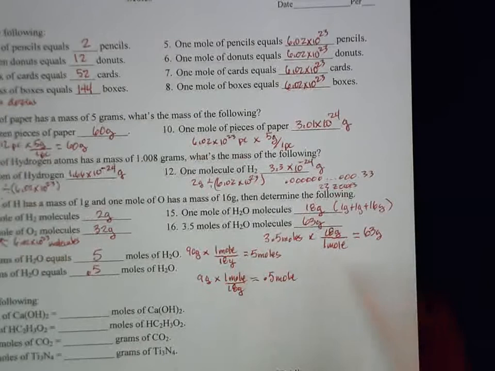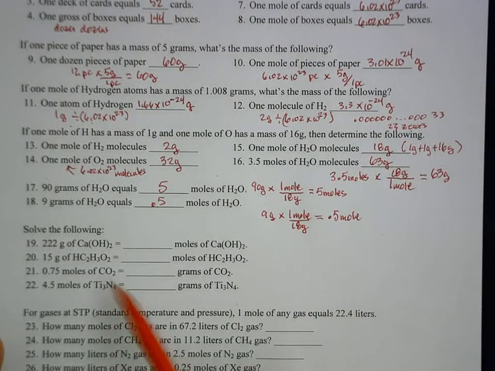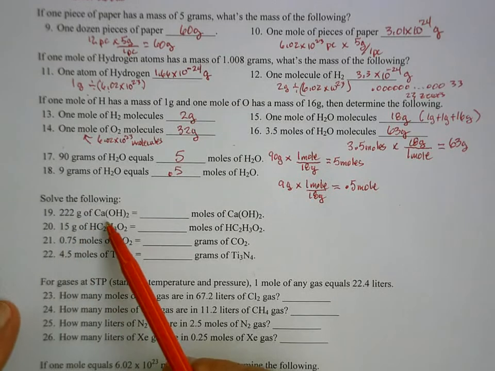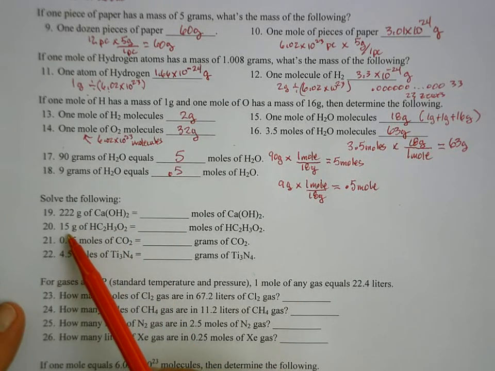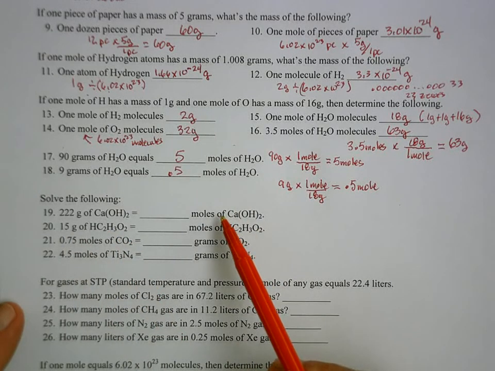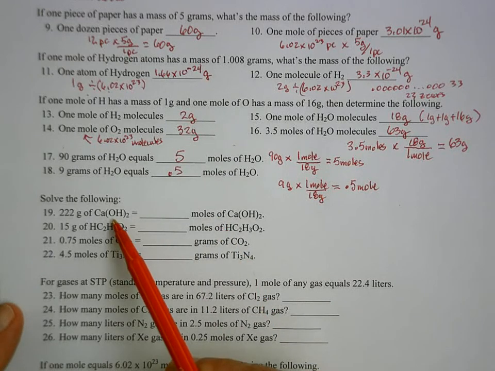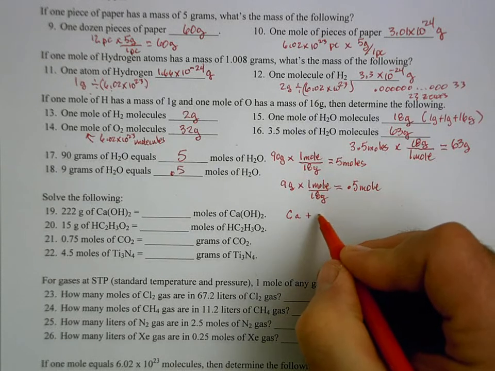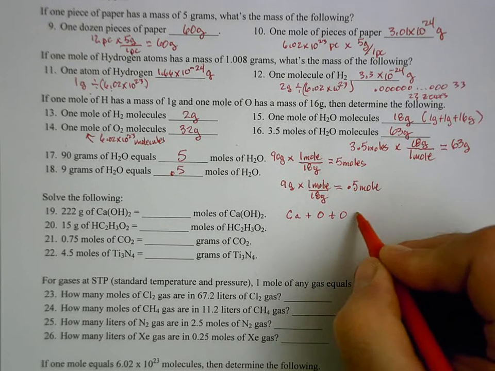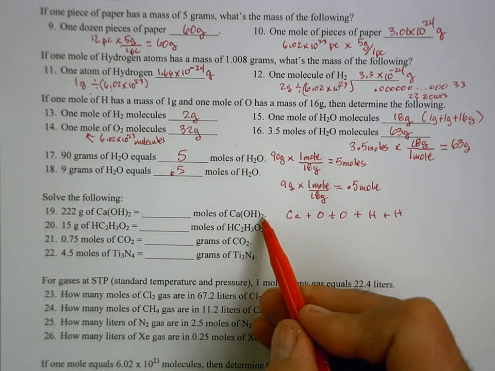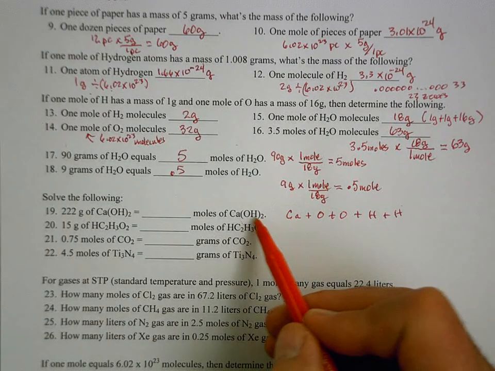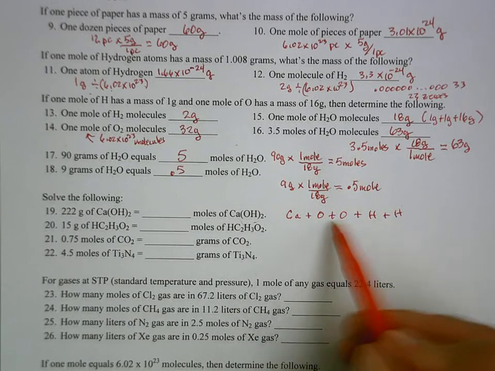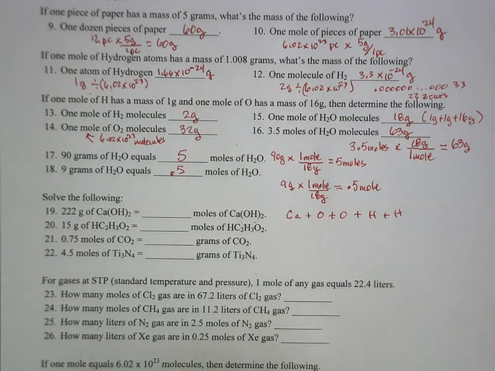So I'm going to give you a couple of minutes to go ahead and try these four. You've got 222 grams of calcium hydroxide. Then you have 15 grams of acetic acid. Turn those into moles. And so the first thing you've got to do is, well, what is the mass of that thing? How do you find that out? You look it up on the periodic table. So for calcium hydroxide, it's basically a calcium plus two oxygens and two hydrogens, because with that two outside the parenthesis, everything on the inside is doubled. So OH, I have to have two of each one. So that's what I have to add up to find out the mass of calcium hydroxide.